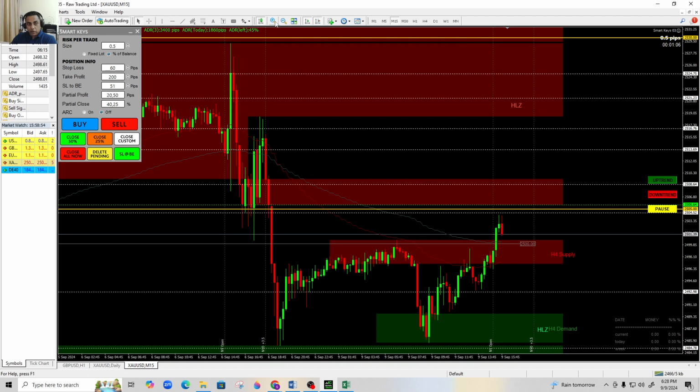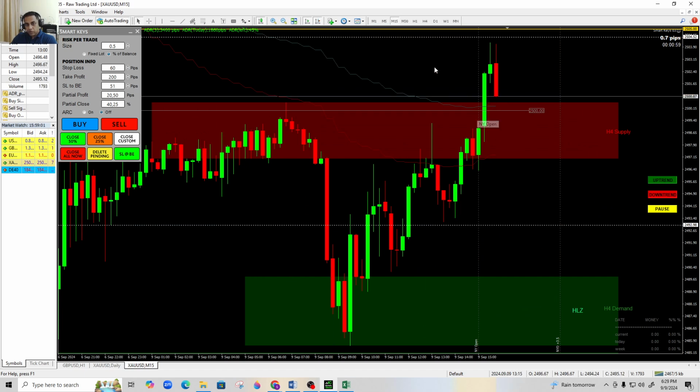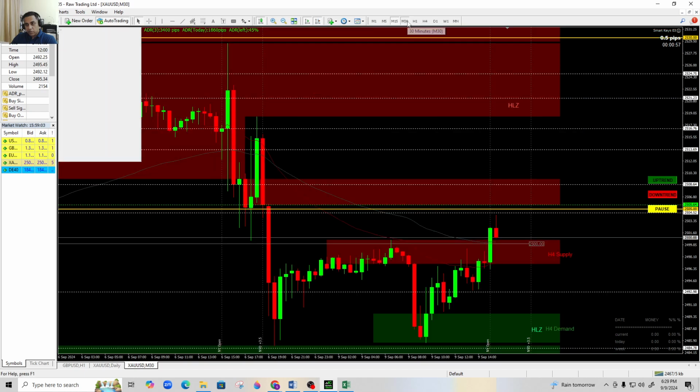Now on M15 price is pushing down. The M30 candle is coming back down.